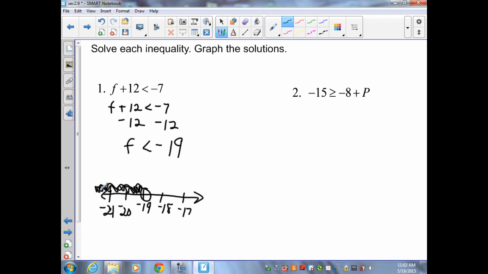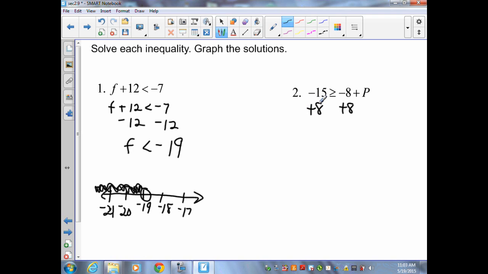Number 2, negative 15 is greater than or equal to negative 8 plus p. Copy the problem. And now I want to start on the right side of my inequality because that's where my variable is. And what is happening to my variable? Something is being added to it, but that is a negative 8. The inverse of the negative 8 is a positive 8. So I'm going to add 8 to both sides.